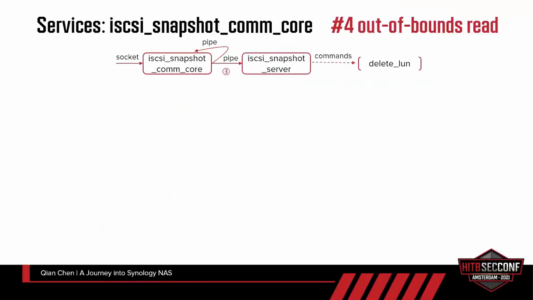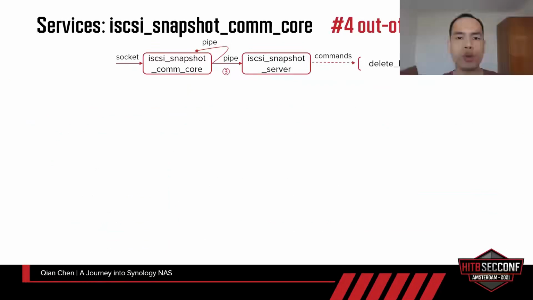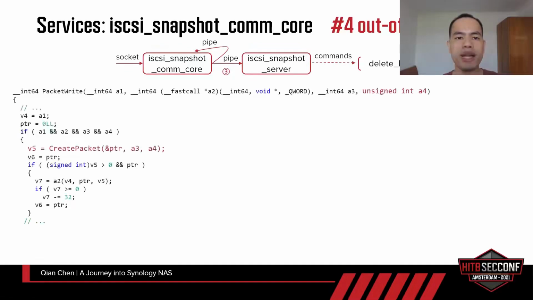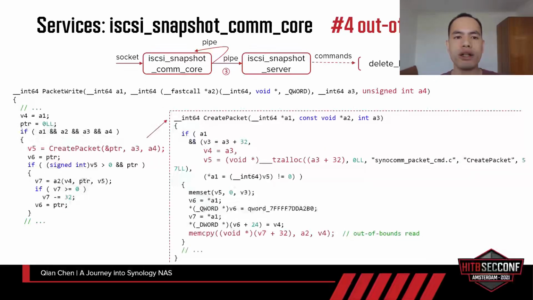Then we reach stage 3. The Apple send control function will send the data to the iSCSI server through a pipe. The function packet write is responsible for this. Its first argument comes from the set argument of the Apple send control function. The create packet function is called to build a packet. In it, we first call the allocator to allocate a buffer, then call memory copy to fill it. The size parameter of memory copy is controllable.